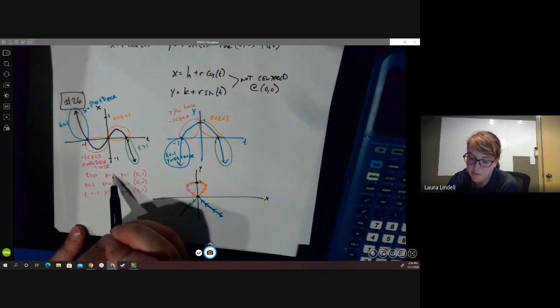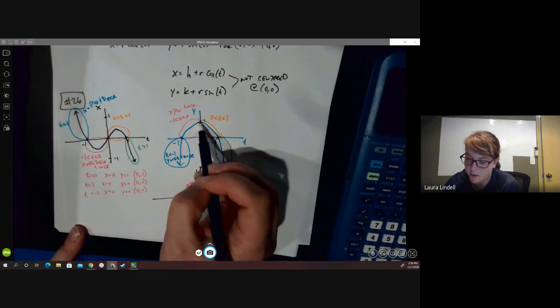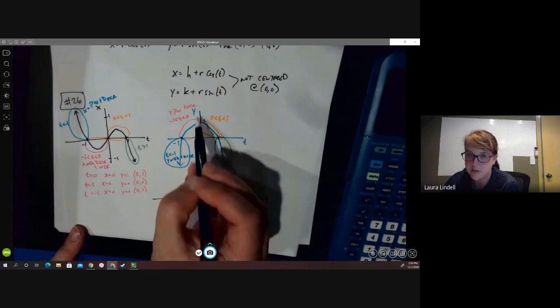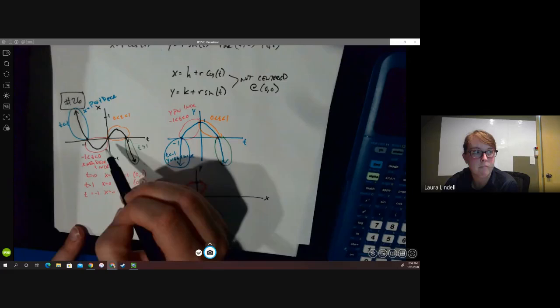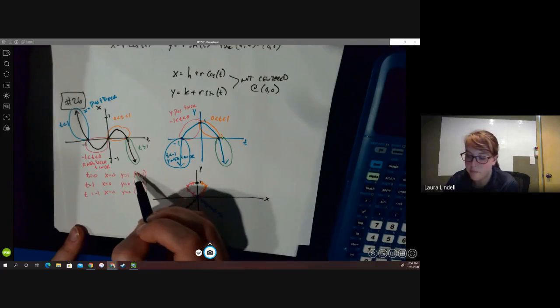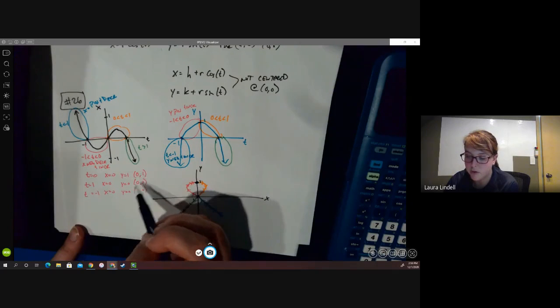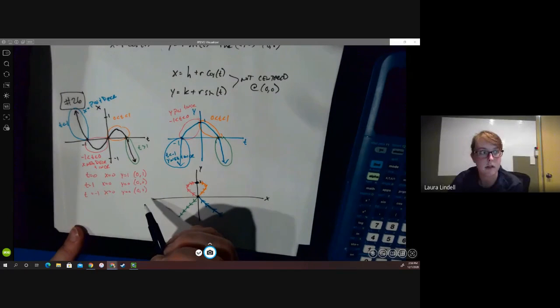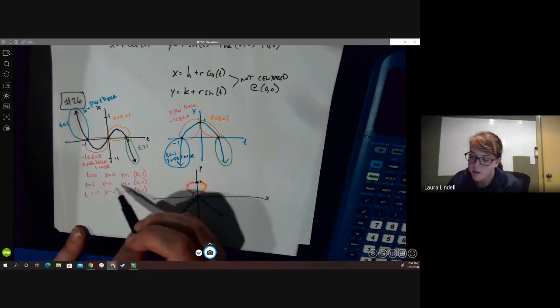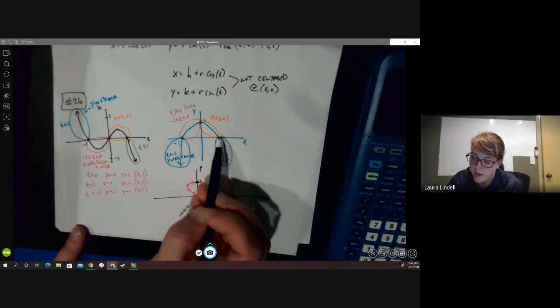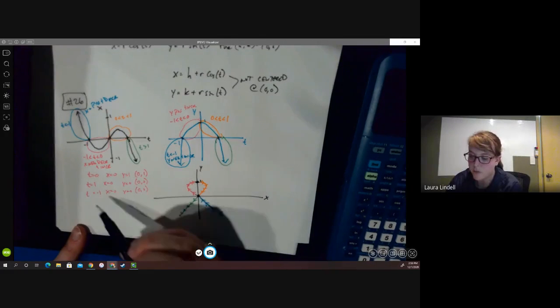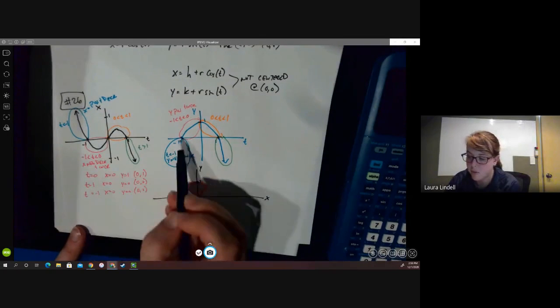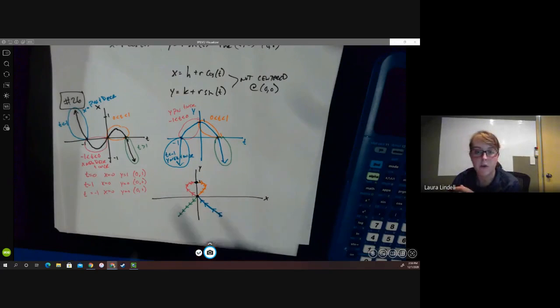So first, when time is 0, x is 0 and y is 1, because that's when time is 0 right there. So we know we're going to pass through the point (0, 1), and we know we're going to do it when time is 0. When time is 1, x is 0 and y is also 0. When time is -1, x is 0 and y is 0 as well. So we know we're going to pass through the origin twice, both at time is -1, and time is +1.